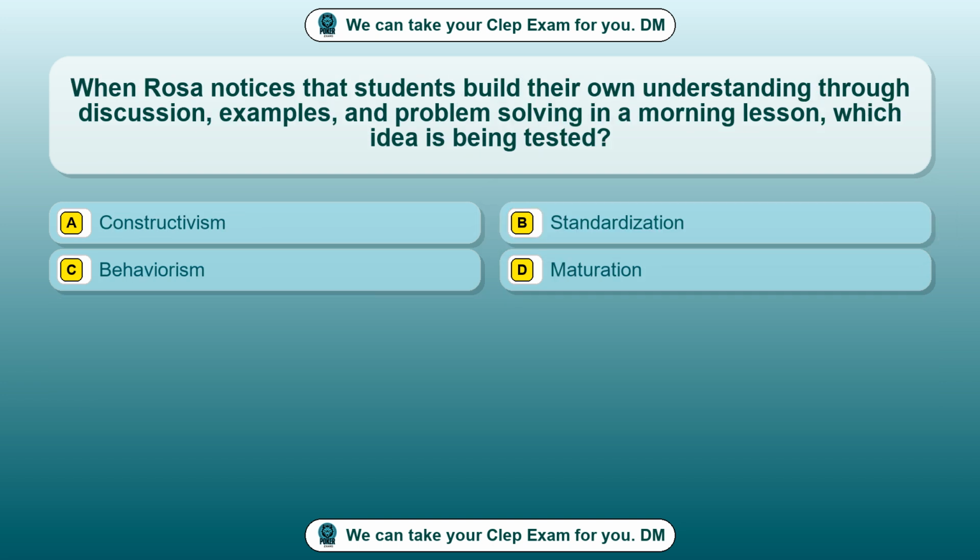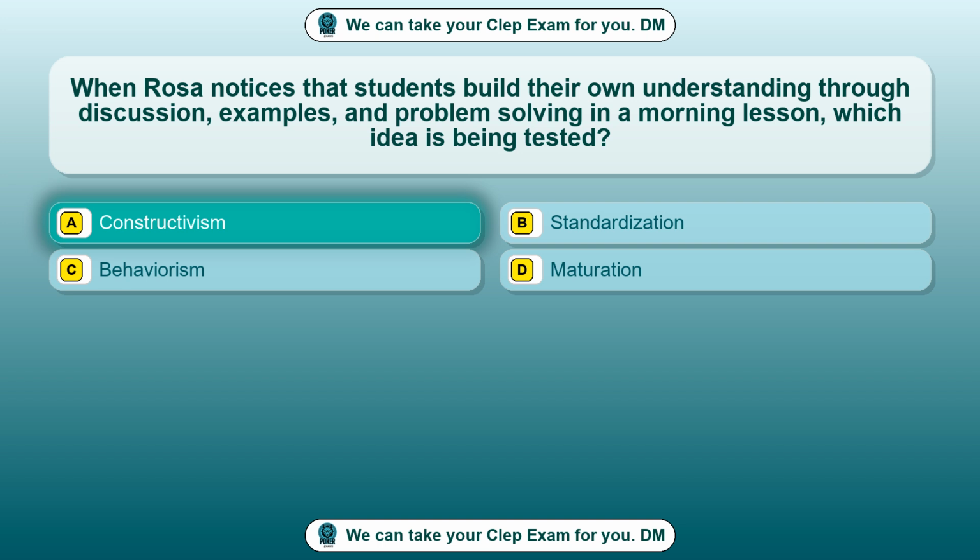Question 46. When Rosa notices that students build their own understanding through discussion, examples, and problem solving in a morning lesson, which idea is being tested? Option A, constructivism. Option B, standardization. Option C, behaviorism. Option D, maturation. The correct answer is option A.